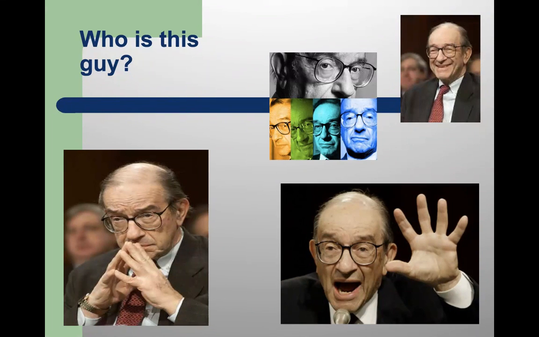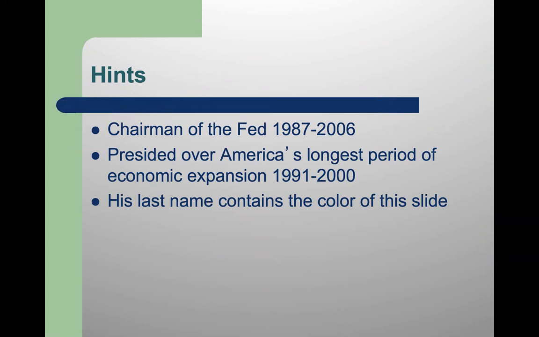The last piece of this presentation just deals with a few of the former chairmen of the Fed, just to give you a little historical background on the Fed. So this guy here, several different faces of him. He was the chairman of the Fed from 1987 through 2006. The significance of why I chose those dates is that he presided over America's longest period of economic expansion from 91 through 2000, so nearly a decade of growth without any economic downturn. That's quite unusual, and so he was applauded, regarded as a very successful chairman of the Fed.